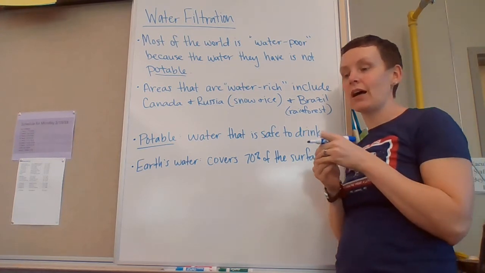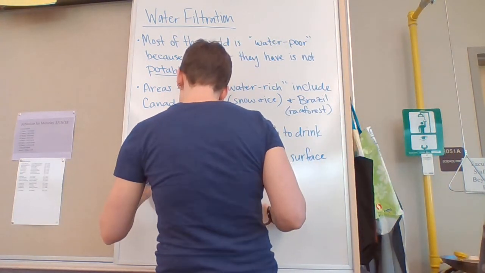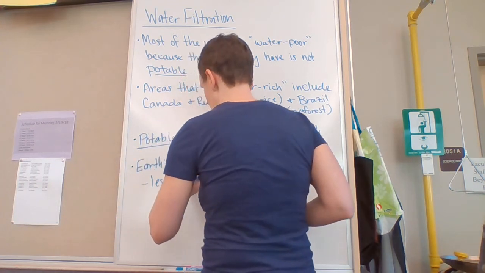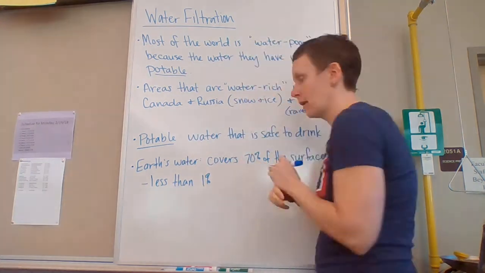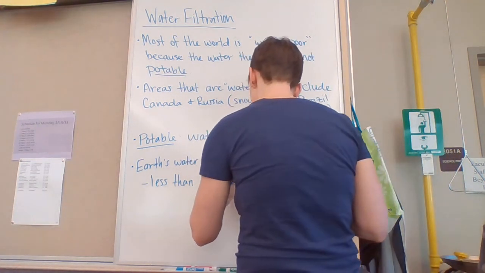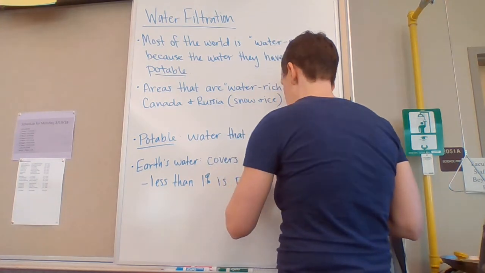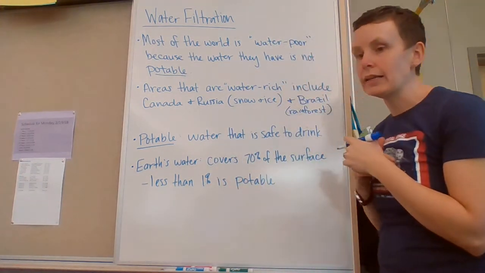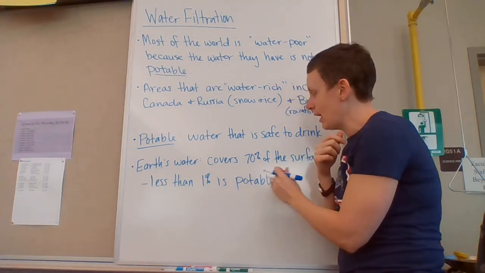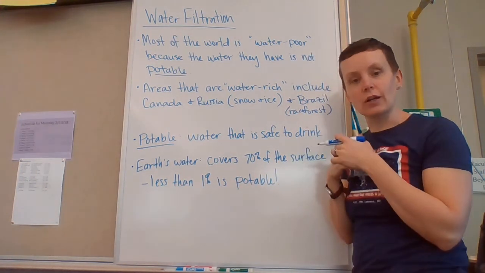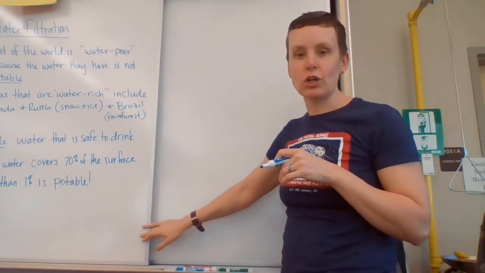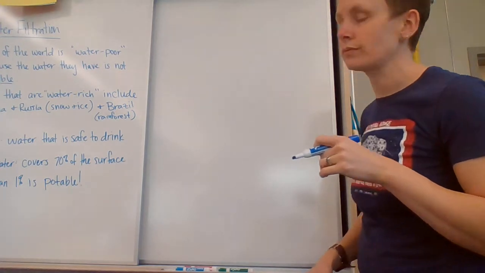We're going to say less than 1% is potable. Less than 1% is potable. We're going to find out what I mean by less than 1% in a little bit. I'm going to slide this over. We're going to do a flow chart to show you what I mean by that.